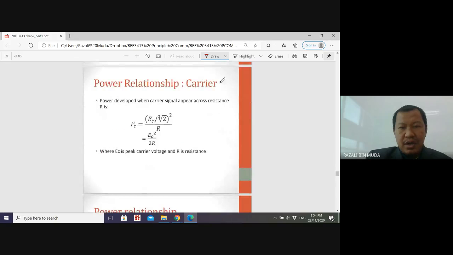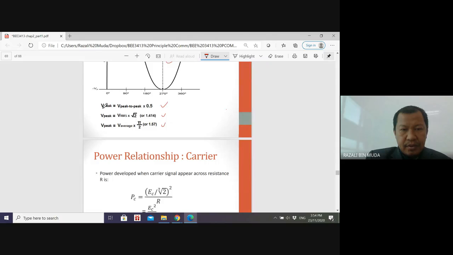Okay, power relationship. Power developed when the carrier signal appears across the resistance R is P. What is this? PC equals AC over root 2, squared. So what is this? AC over root 2? This one, right? This one.